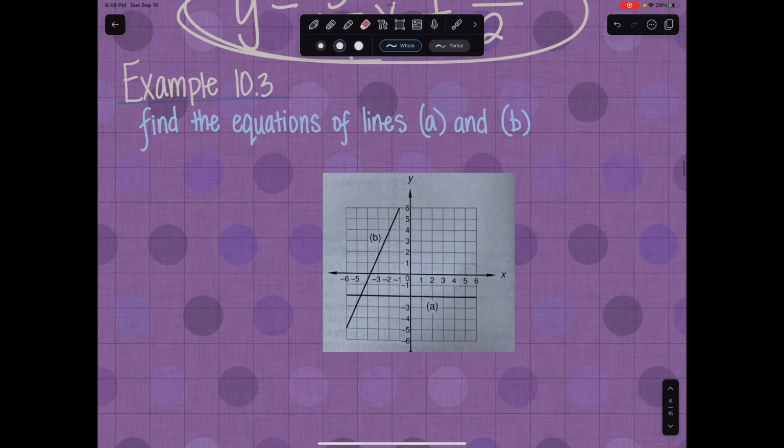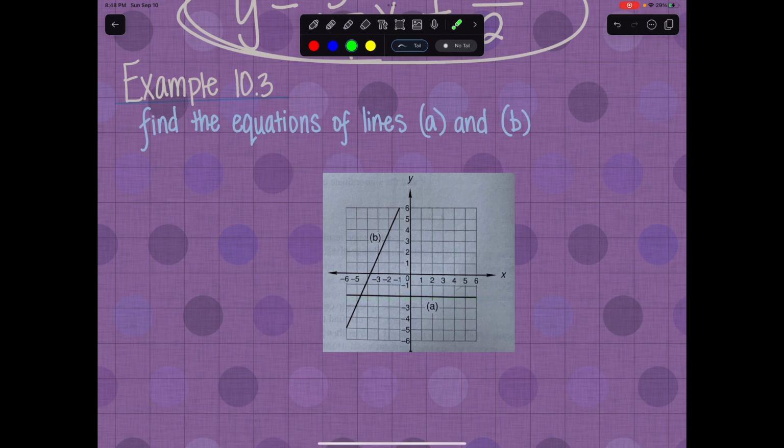Find the equations of lines A and B. All right, so they could give you a graph and make you figure out what the equation is. How would you do that? The same way, right? Let's start with A because A is going to be super easy. A is a horizontal line.